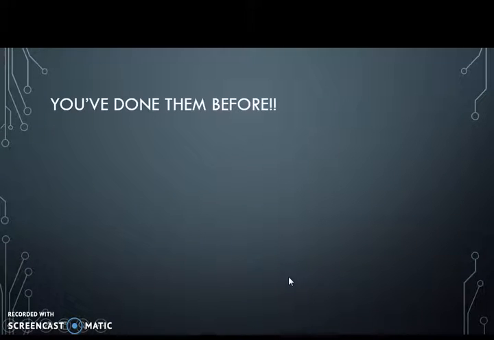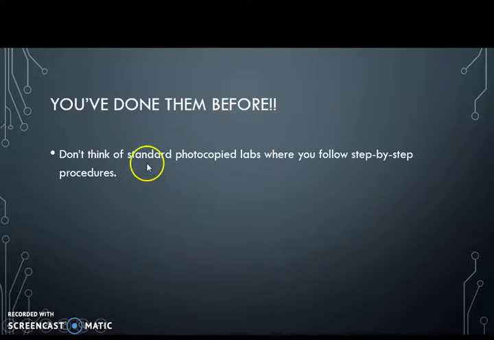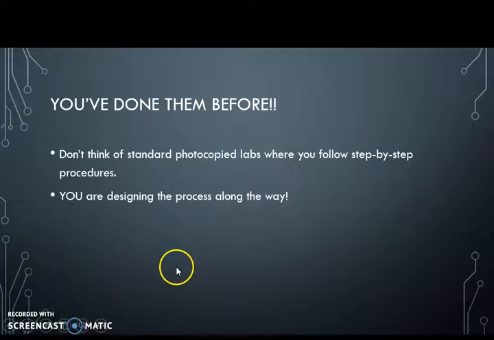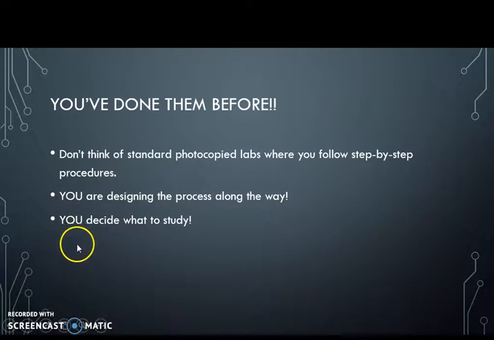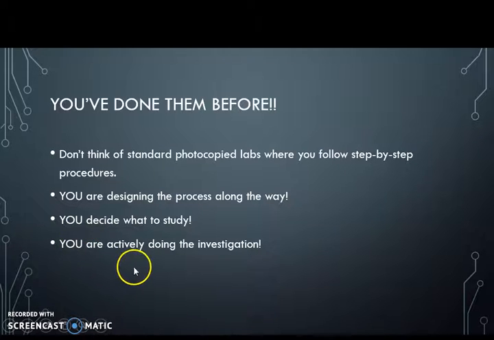So first off, you know you've done scientific investigations before, but like we said, don't think of standard photocopied labs with step-by-step procedures. We want to do this as you're the scientist. You are designing the process. You decide what you're going to study. You are really doing the investigation, not just following a series of steps. You are the scientist. We want to make sure that we become really, really good at that. And it's not just following directions. It's a lot of thinking and analysis and designing.